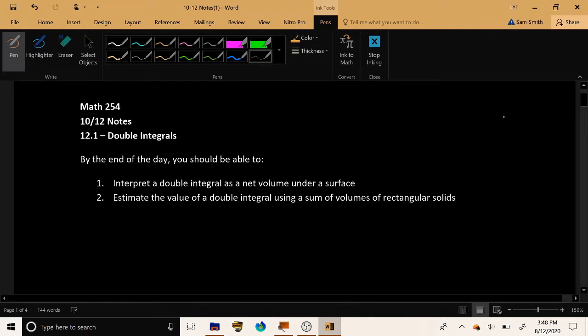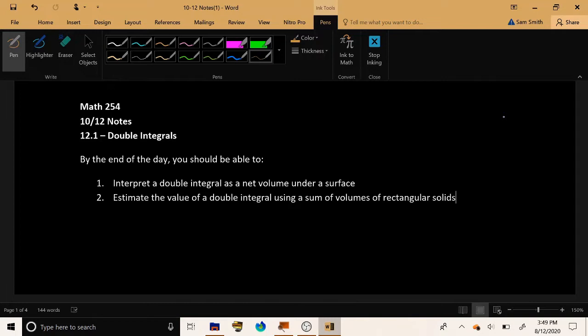Welcome back. So today we have the pleasure of starting chapter 12. Now, chapter 11 was an extension of the ideas of Calculus 1 from the single variable setting to the multivariable setting. And what we're going to be doing in chapter 12 is extending the ideas of Calculus 2. We're going to talk about how to do integration for functions of two variables, of three variables, instead of functions of one variable alone.